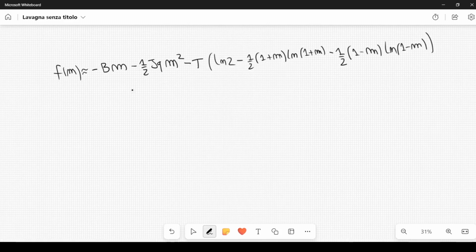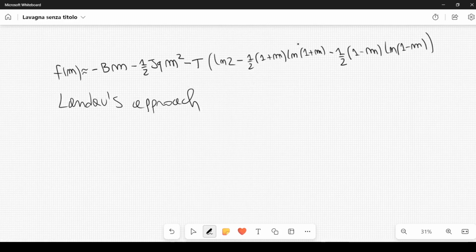At this point we consider the so-called Landau's approach. So this was an approach proposed by the famous physicist Landau, and he considered this parameter m, which is also known as the order parameter.